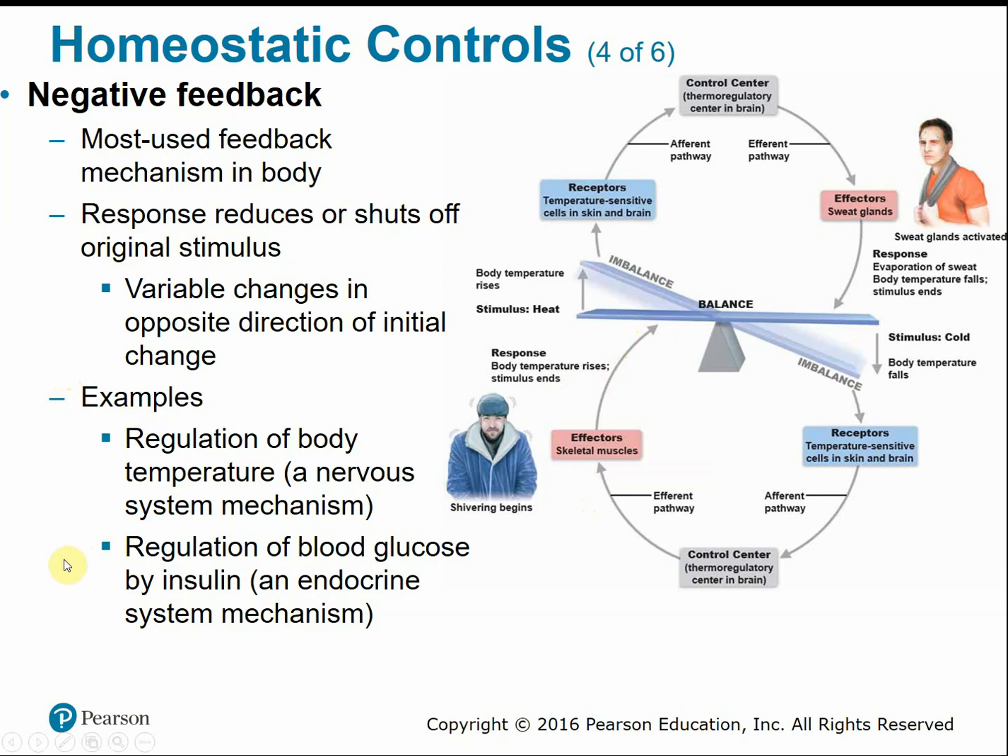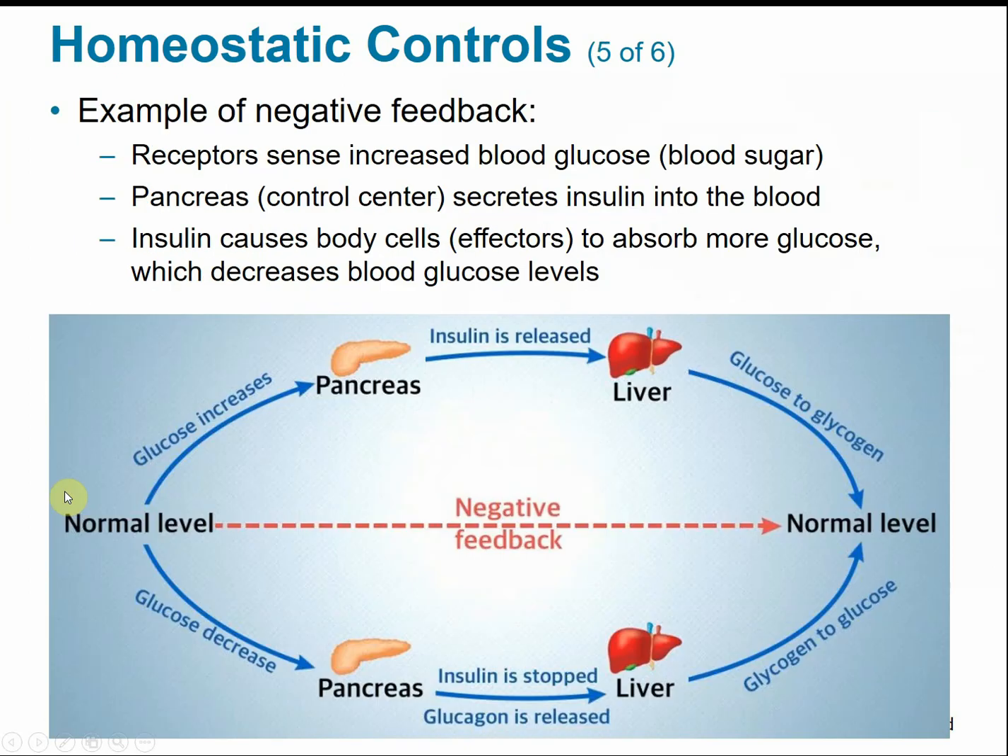Regulation of blood glucose by insulin is another common negative feedback, but this one would be an endocrine system regulated mechanism. So another example of negative feedback, blood glucose levels. In this case, we're dealing with an endocrine system mechanism. So we have receptors that monitor the blood sugar, or the amount of glucose in the blood. The pancreas is the control center in this case. So it's going to detect that glucose has increased, and it releases insulin.